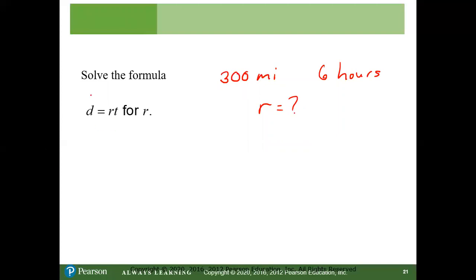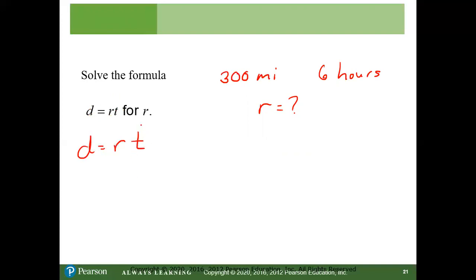Okay. So that's the purpose behind manipulating these formulas, because yeah, we have these 3 variables, but right now it's currently only solved for distance. But what if we needed to know the time? What if we needed to know the rate if we knew the other 2? Okay. So essentially this is what's going to happen is we have this distance equals rate times time.